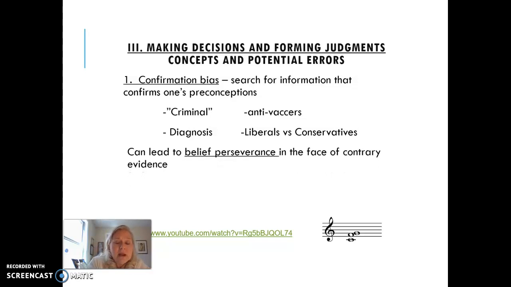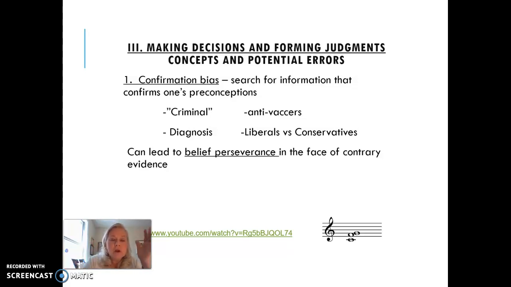What I'm seeing right now in our country is a tremendous polarity between liberals and conservatives. So liberals might have, on the one hand, ideas about conservatives, and they look for evidence that simply confirms those ideas. And the same way with conservatives. They're going to look at liberals and find evidence that confirms their belief. They're not going to even look at contrary evidence.